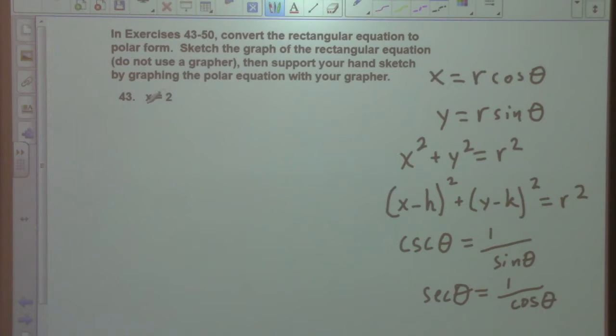Now, here we have x equals 2. Well, we look over here at our list, our toolkit, and we see that r cosine theta is it. So we say, okay, r cosine theta is equal to 2. Is everybody okay with that? Okay. And so what we're trying to do is get an r equals equation.